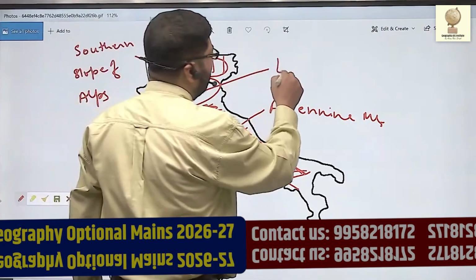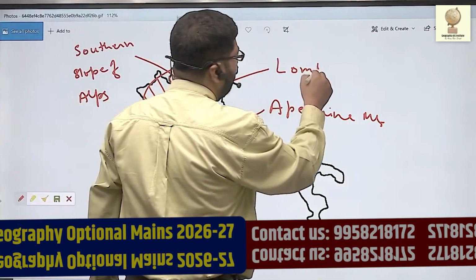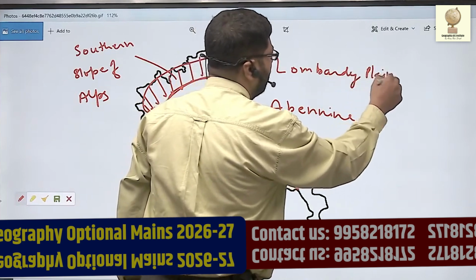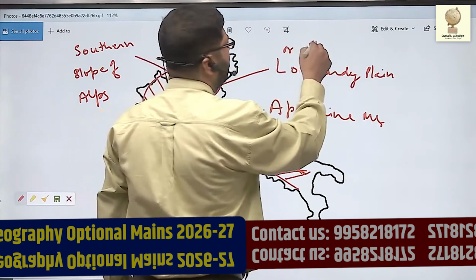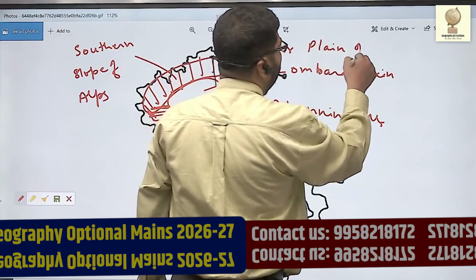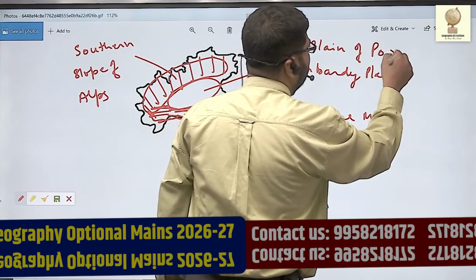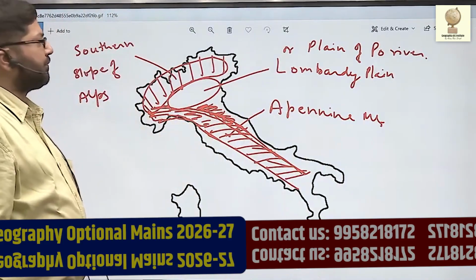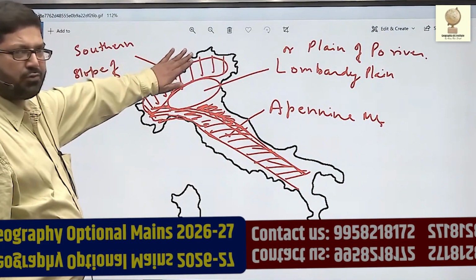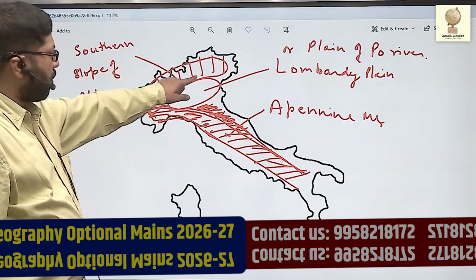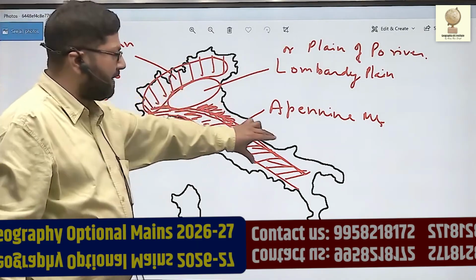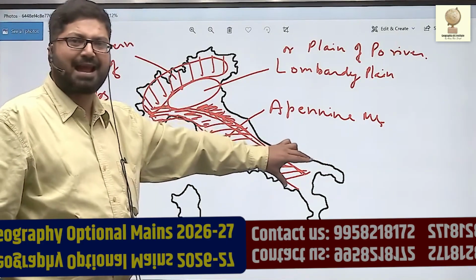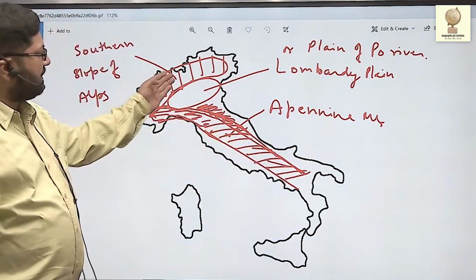It is known as the Lombardy plain or plain of the Po river. So broadly there are three divisions of Italy. In the north lie the southern slopes of the Alps, then the Lombardy plain, and Peninsula Italy. Most of Peninsula Italy is mountainous, that is the Apennine range. So these are the three.